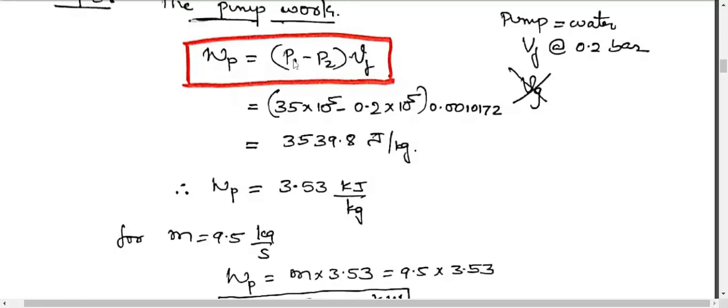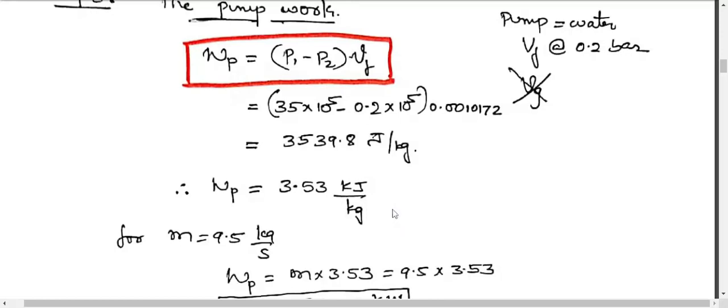Vf. So P1 is given as 35 bar. 1 bar is 10 to the power of 5 Pascal. So 35 into 10 to the power of 5 Pascal, minus P2, which is 0.2 bar, so 0.2 into 10 to the power of 5. The Vf value you have taken from the data handbook is written as it is. So after doing the mathematical operations, you will get 3539.8 joule per kg. Understood? So that is 3.5 kilojoule, just divided by 1000 to convert joule into kilojoule. And this is for 1 kg, as you can see from the unit kilojoule per kg.